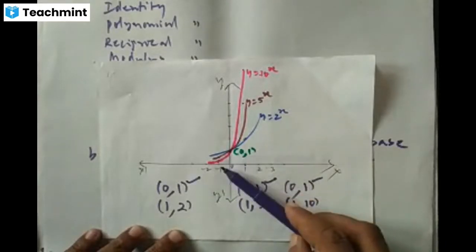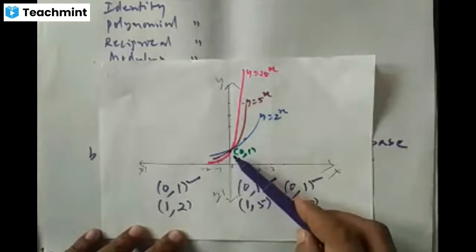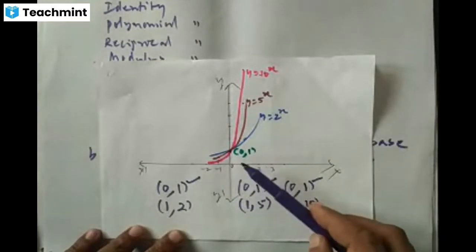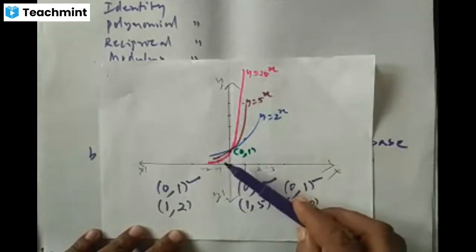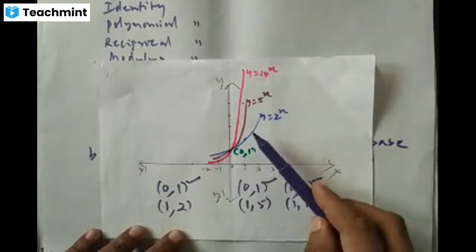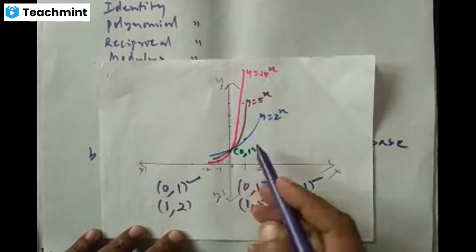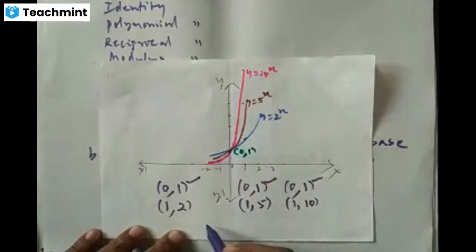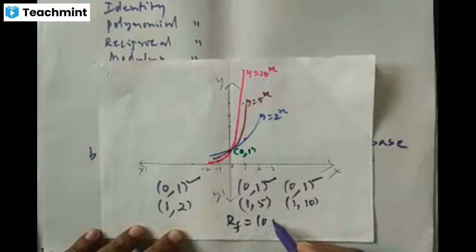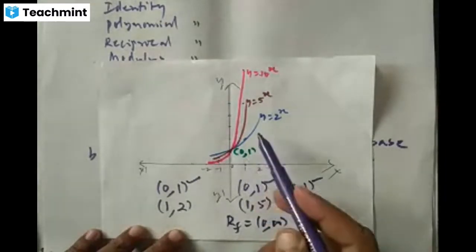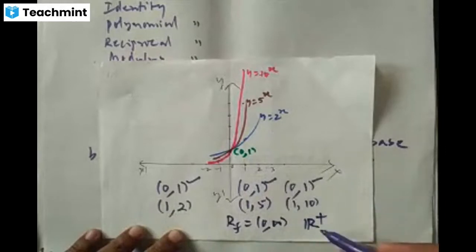They do not touch the x-axis and they do not lie below the x-axis. That means the value of y is always positive. So the range of the function is the set of all positive real numbers, correct? So the range of the exponential function, any exponential function, is the set of all positive real numbers, or you can also write it as the open interval 0, infinity.